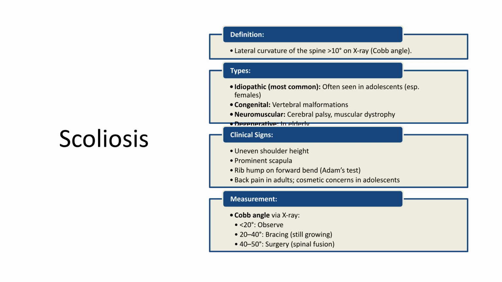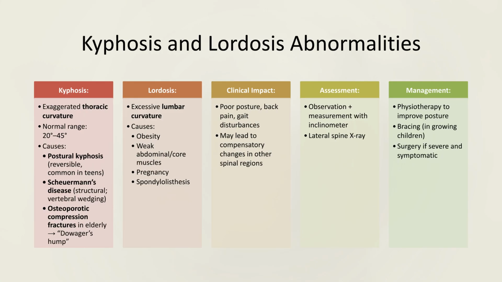Scoliosis is a lateral spinal curvature over 10 degrees. Types include idiopathic, congenital, and degenerative. Clinical signs include uneven shoulders and a rib hump. Management depends on the Cobb angle, ranging from observation to bracing or spinal fusion surgery. Kyphosis is an exaggerated thoracic curvature, while lordosis is excessive lumbar curvature. Causes range from postural issues and Scheuermann's disease to obesity and pregnancy. Management involves physiotherapy, bracing for children, and surgery for severe symptomatic cases.